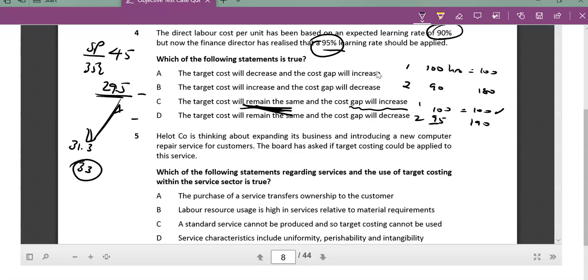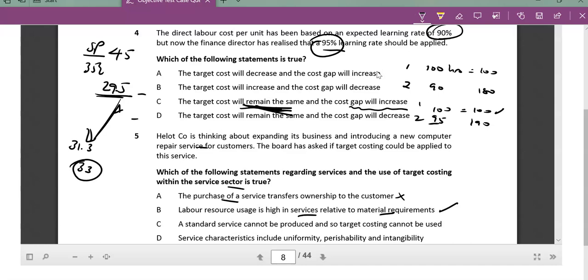And very quickly, because we can see 5 here: Hello is thinking about expanding its business and doing a computer repair business. Which of the statements is true about the service sector, or about target customers? The purchase of a service transfers ownership to the customer. That just doesn't make any sense on any grounds. It doesn't mean anything. That's impossible. No. Labor resource usage is high in services relative to material. Well, definitely, because services are all about human beings relating and speaking or connecting. So we're not really using kilograms and liters so much with services. So definitely this is correct.